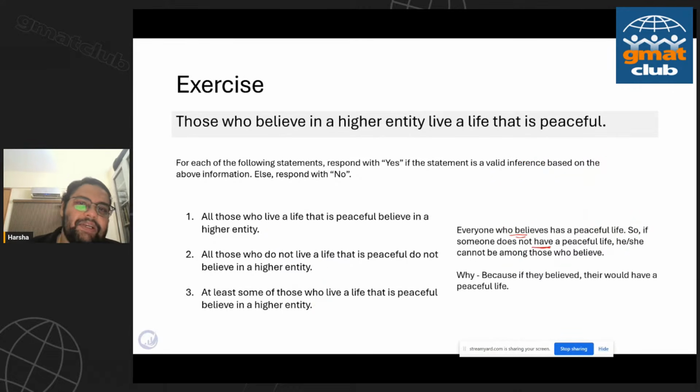I hope this helps. Why does all this matter? It's not just in critical reasoning. Nowadays, you're getting tested in data insights on some of these ideas. So you need that.